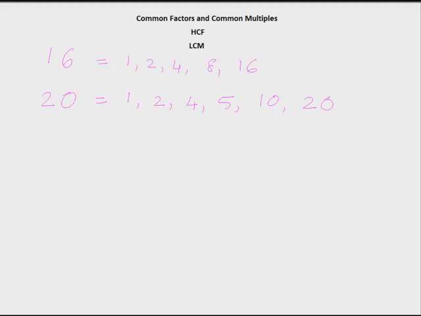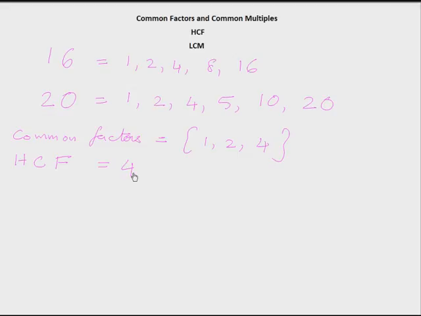Now my question is, what are the common factors of 16 and 20? So the common factors can be read out. They are 1, 2, and 4. Those are the common factors of 16 and 20. That's the meaning of common factors. Write all the factors, pick all of them that are common. What's the highest common factor? The HCF is obviously the highest of the common factors. So in this case, it's 4.